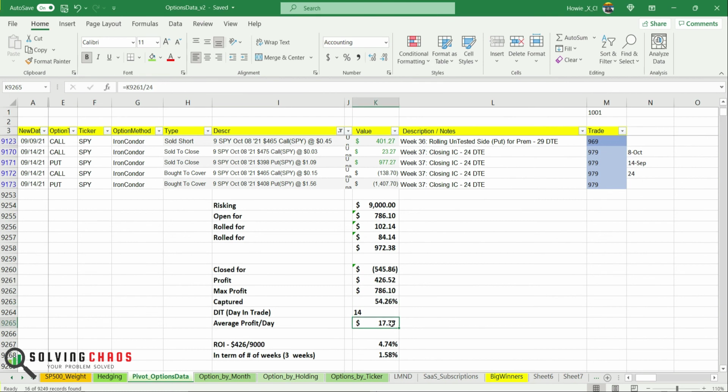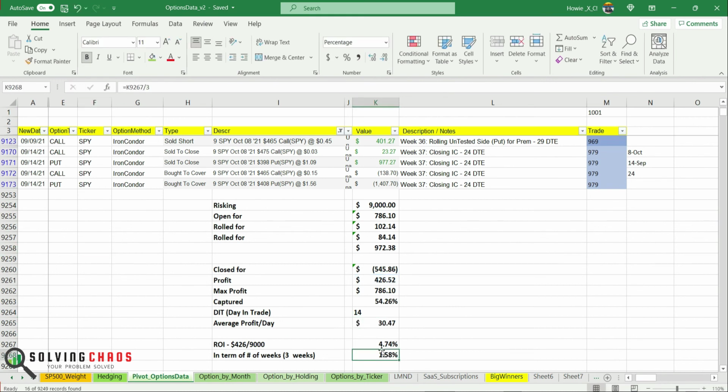The average profit per trade is, I actually did this wrong. You divide this by the 14. So my average profit per trade on this, per day, is, if I was in this trade for 14 days, you divide the profit by the 14. And this one looks right now.